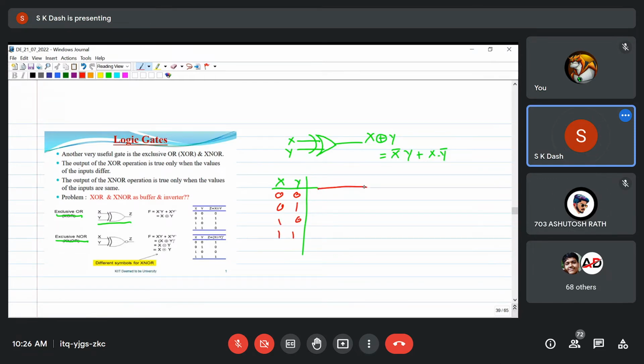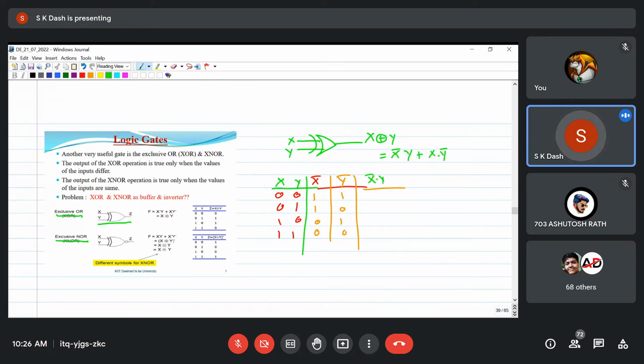Okay. So ultimately I need to find x bar y plus x dot y bar. Let us find it one by one. If I write x bar, what will be x bar? X bar will be 1 1 0 0. If I find y bar, it will be 1 0 1 0.